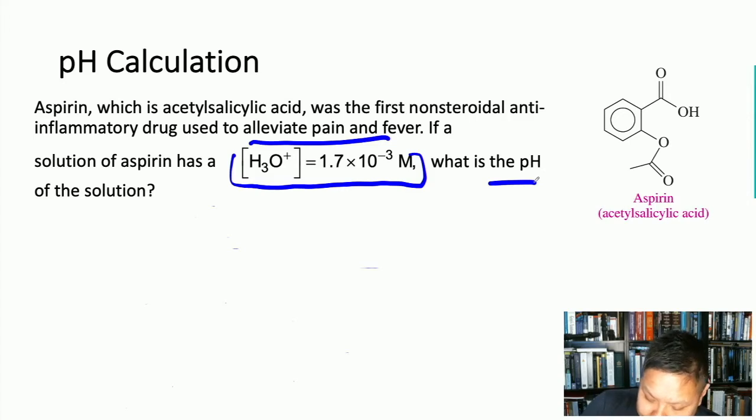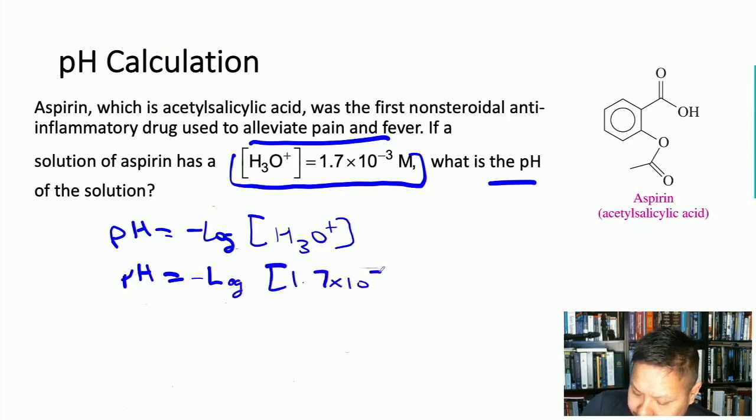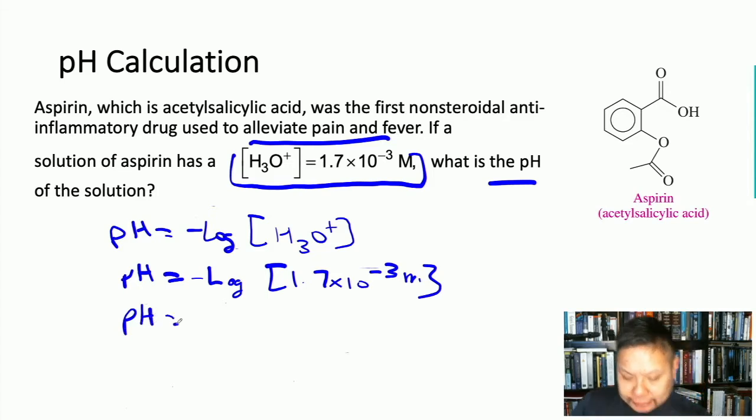Well, recall that pH is equal to the negative log of the hydronium ion concentration. So then we would say that pH equals the negative log of 1.7 times 10 to the negative 3. So then what does pH equal? How do you do a negative log on your calculator?